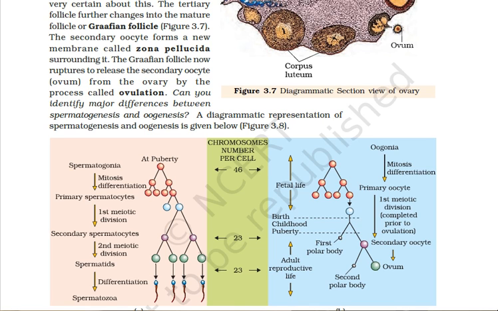But you have to remember very well, when is the first meiotic division completed? The first meiotic division is completed before ovulation, means before the release of the ovum from the mature follicle, as well as formation of a polar body. So there will be formation of a secondary oocyte and a polar body at the age of puberty, and this secondary oocyte later on forms the ovum and a second polar body.